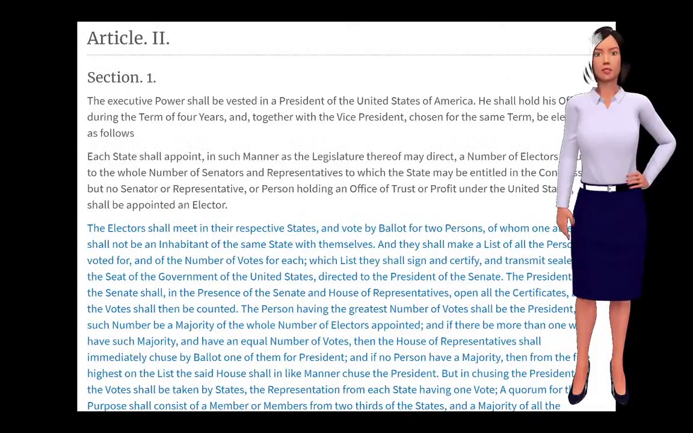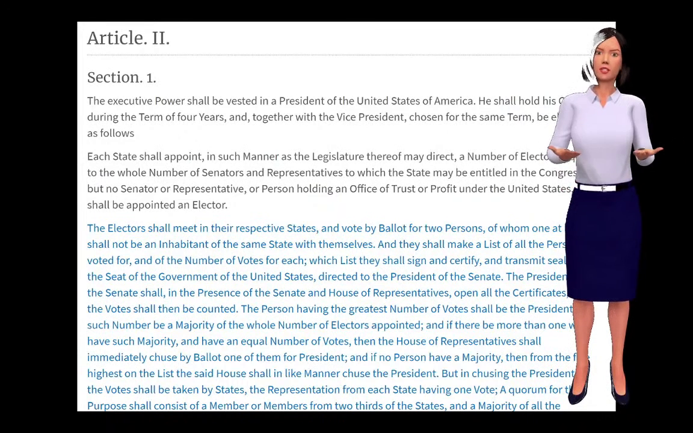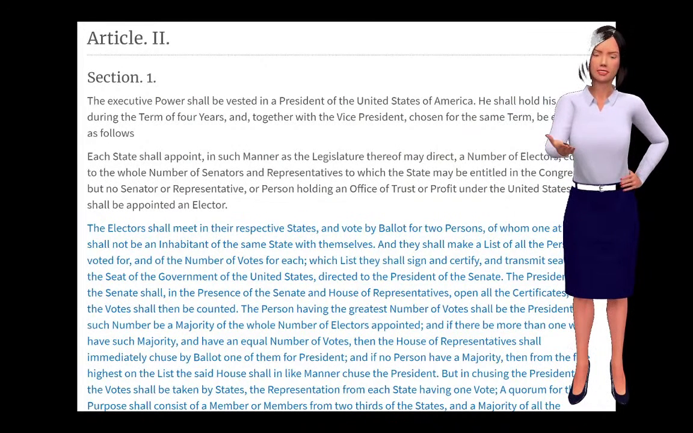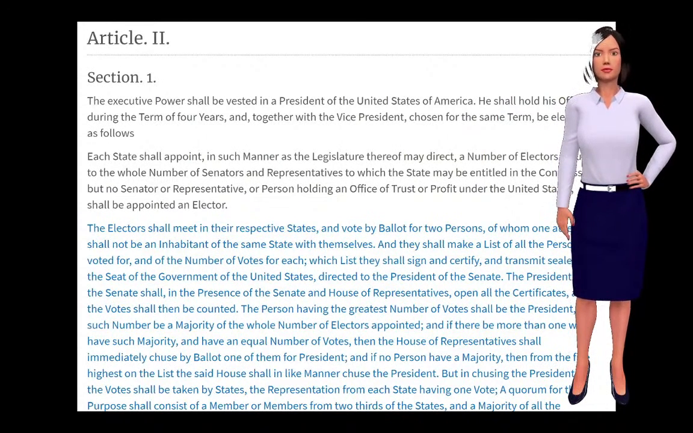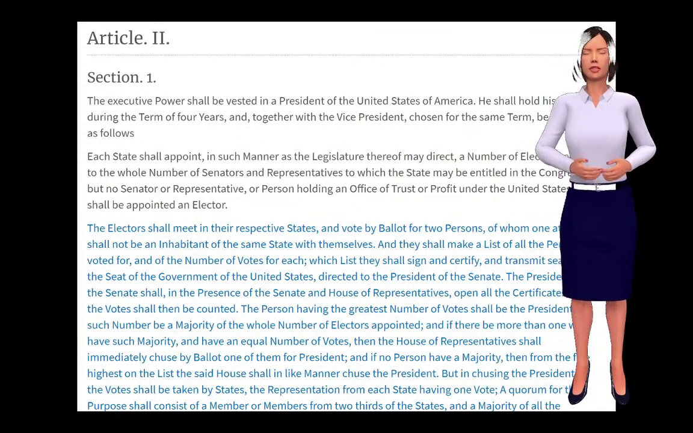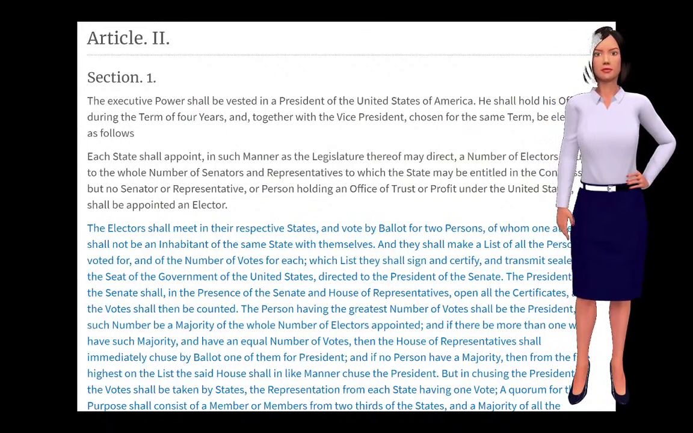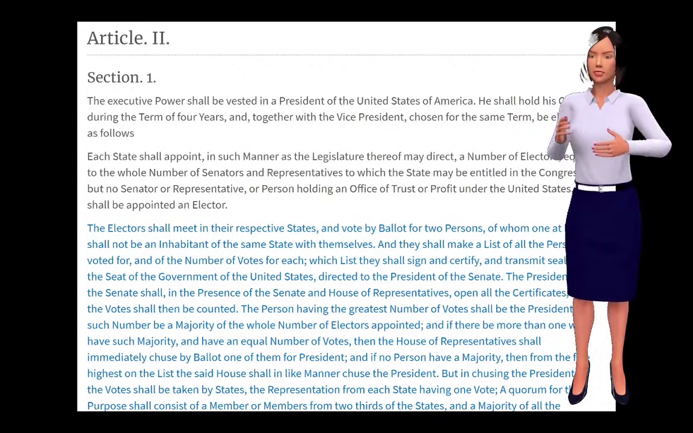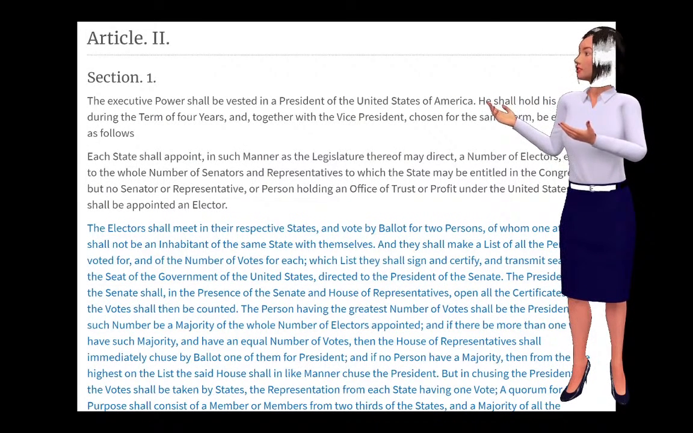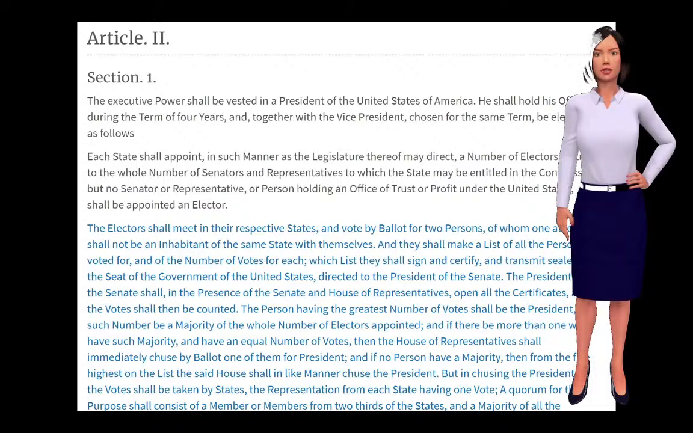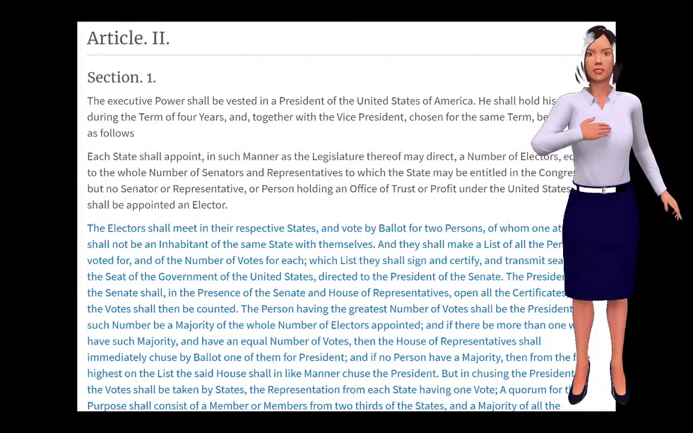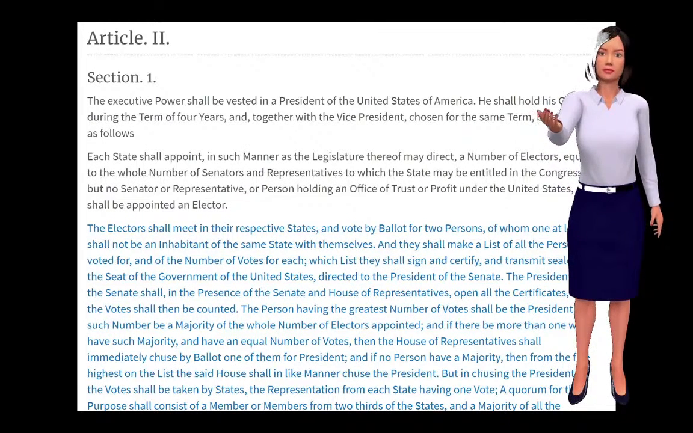Article 2 of the Constitution focuses on the executive branch of the United States. There are 4 sections in this article. Section 1 has 8 clauses which focus on the powers, requirements and compensation of the President. The first clause states that executive power shall be granted to the President, who shall hold office during a term of 4 years, and the Vice President shall hold such term with him.